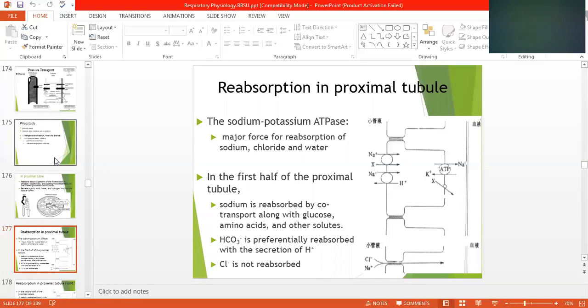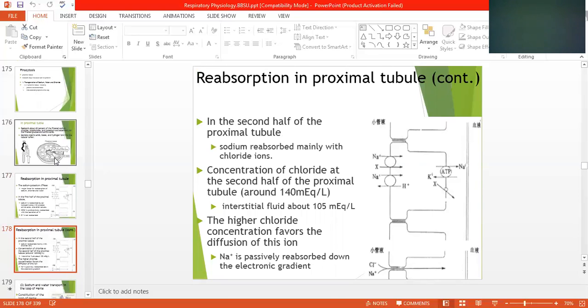In the first half of the proximal tubule, it is showing the location of the proximal tubule. Sodium is reabsorbed by co-transport along with glucose, amino acids and other solutes. Bicarbonate is preferentially reabsorbed with the secretion of hydrogen. Chlorine is not reabsorbed.